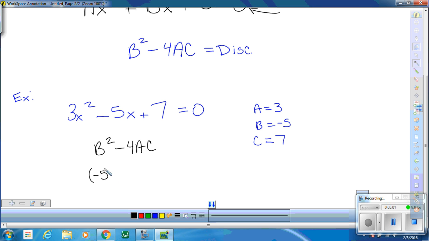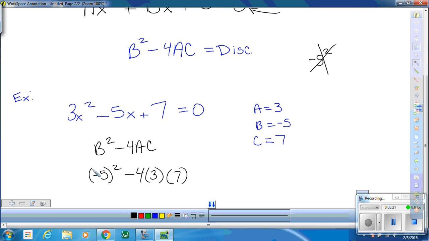I will give you the warning. If you try to type this in your calculator and you do not use parentheses in the correct way, meaning that you put -5 in the parentheses and the square outside of the parentheses, if you just type in -5 squared, you are going to get a wrong answer. This has to be in parentheses.